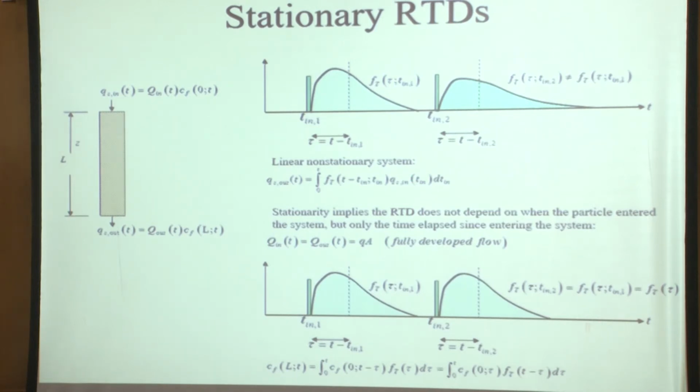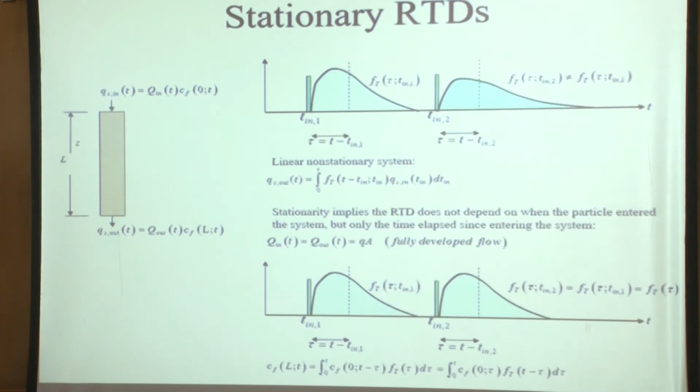Because then your travel time distribution is going to be conditioned on tau. Tau is simply the time since the particles were introduced. But it's going to depend on T in, when those particles were introduced. Then it becomes a little more complicated.